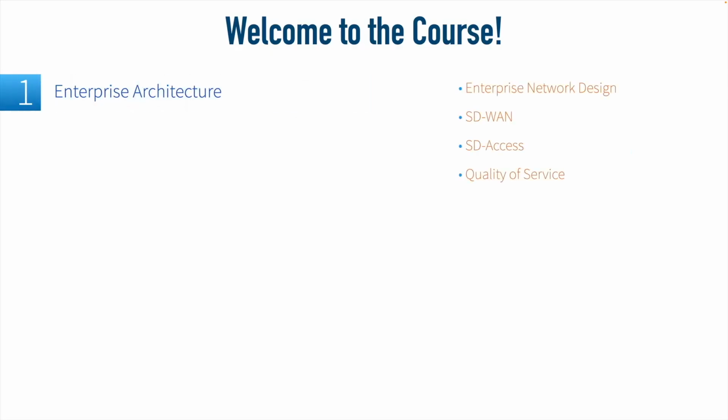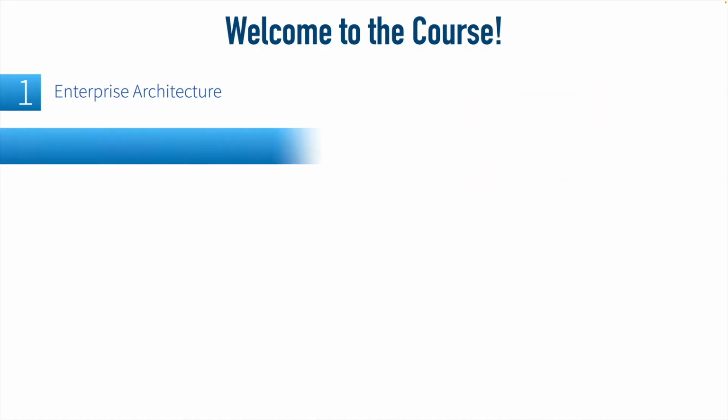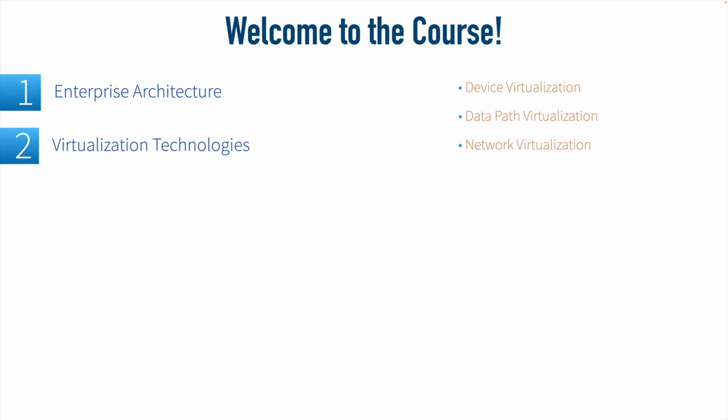Now, let's take a look at some of the topics that we're going to be covering in this course. The course is divided into 6 major content modules, the first of which is Enterprise Architecture. We're going to first focus on design, and you're going to be introduced to some emerging technologies like SD-WAN and SD-Access. Then in our second module, we'll consider virtualization technologies. That's going to include setting up virtual machines on something like VMware ESXi, but we'll take it beyond that and talk about data path virtualization and network virtualization.